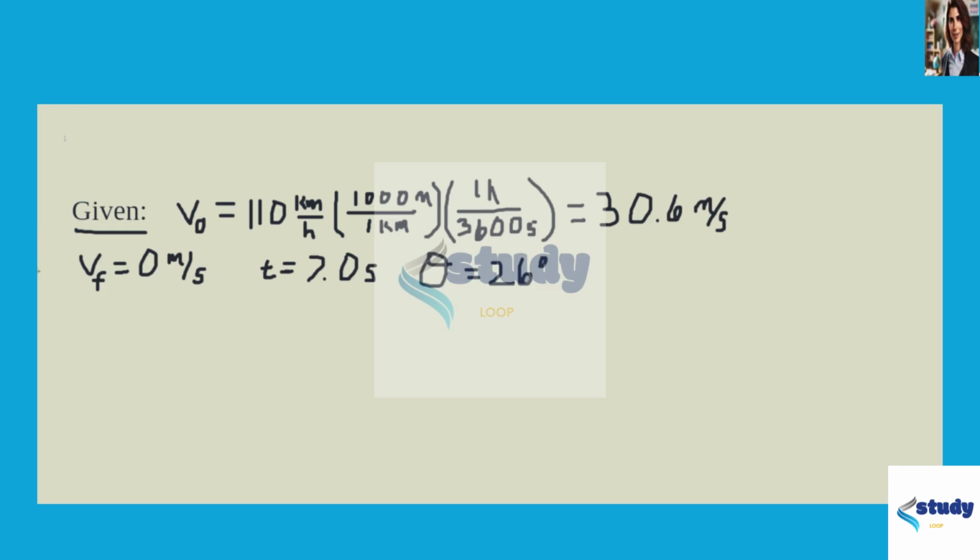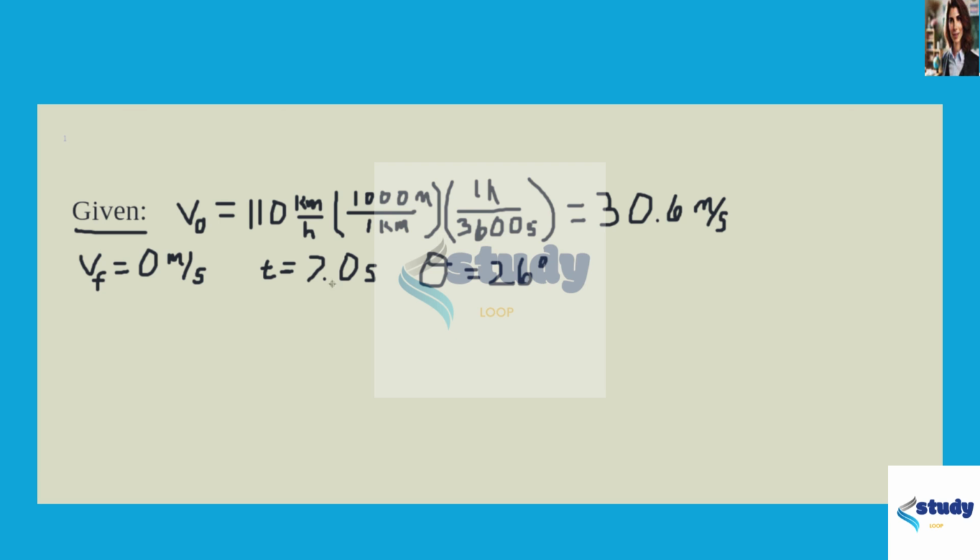Our question says that on mountainous downhill roads, escape routes are sometimes placed to the side of the road for trucks whose brakes might fail. Assuming a constant upward slope of 26 degrees, calculate the horizontal and vertical components of the acceleration of the truck that slowed down from 110 kilometers per hour to rest in 7.0 seconds.